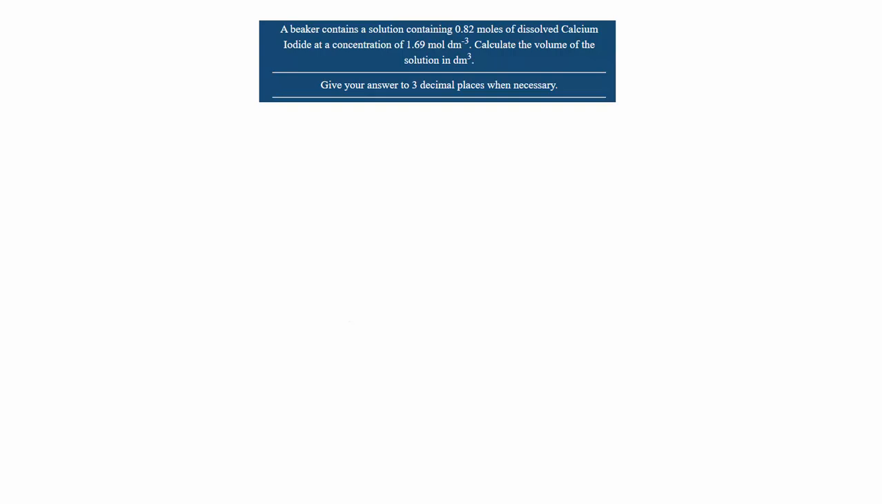Here we've been presented with a beaker containing a given concentration of calcium iodide solution, and we've also been told the amount of substance in the form of moles of the calcium iodide dissolved in the solution, and we've been told the concentration as well. And we've been asked to calculate the volume, to give our answer in decimeters cubed, and to give our answer to 3 decimal places.